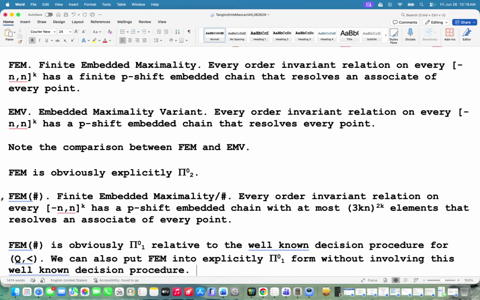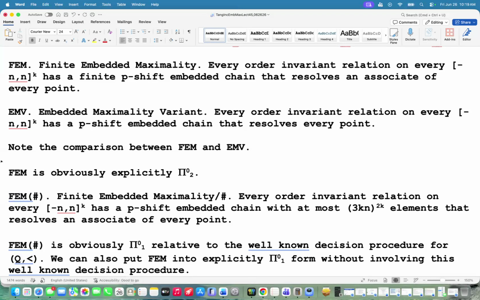Okay, now this is obviously explicitly pi 0 2, right? Because you're asking for a finite object. Wait a minute. Let me see. Every order invariant relation has a finite thing which resolves an associate of every point. Yeah, I guess there's some work needed to do that. I guess if you don't do any work, it's explicitly pi 0 4.